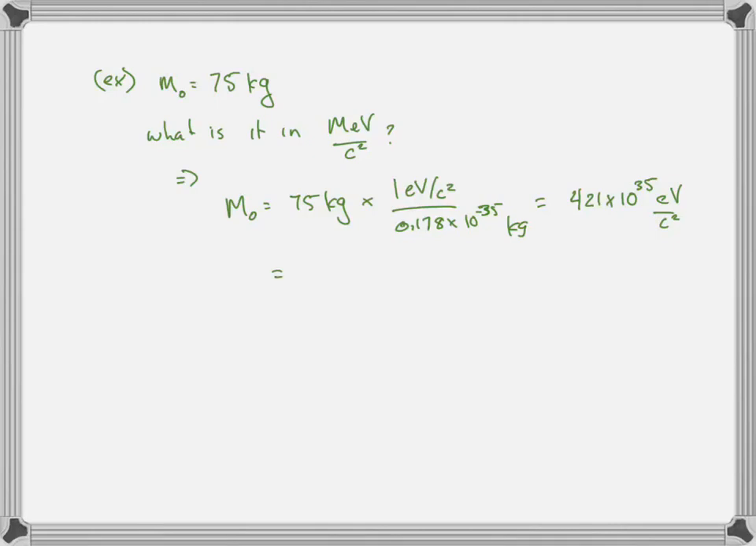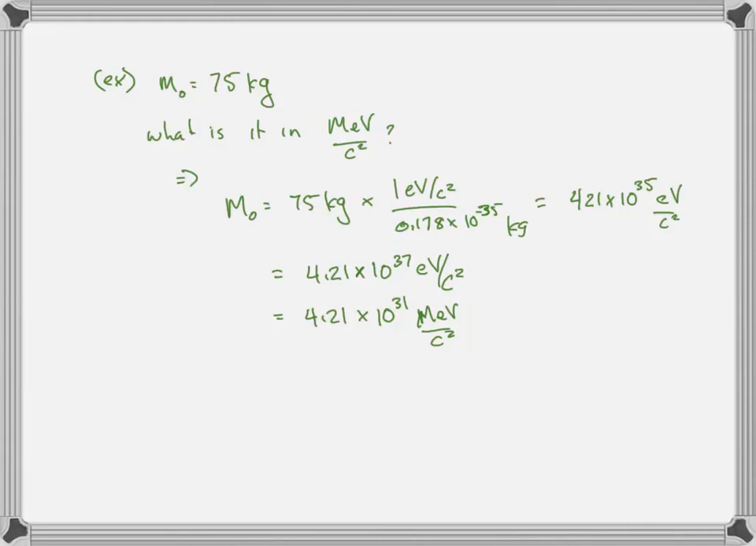So writing that as MeV per c squared, mega electron volts, right? Let me just first do 4.21 times 10 to the 37th eV per c squared, which is 4.21 times 10 to the 31st mega electron volts per c squared. Okay.